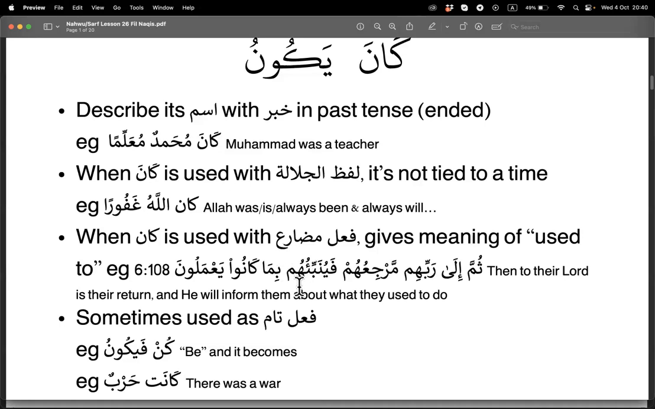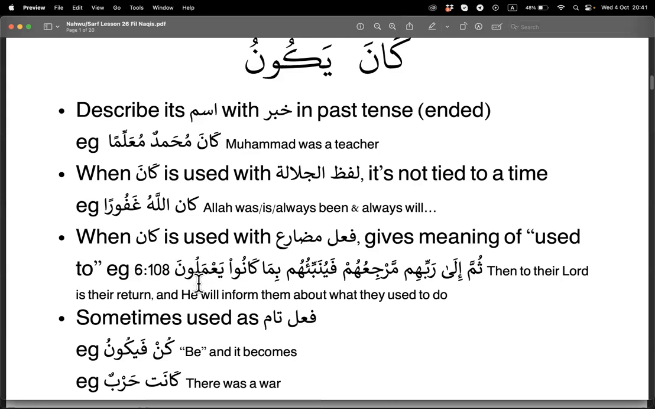And then whom is our maf'ul? So he will inform them, maf'ul bihi. Yes. Bima, with what? With is what kind of fragment? This one is jar wa majrur. Correct. This ma we'll talk about in the next lesson, inshallah. And then kanu ya'malun. So kanu is our fi'il madi naqis, and ya'malun is our khabar.